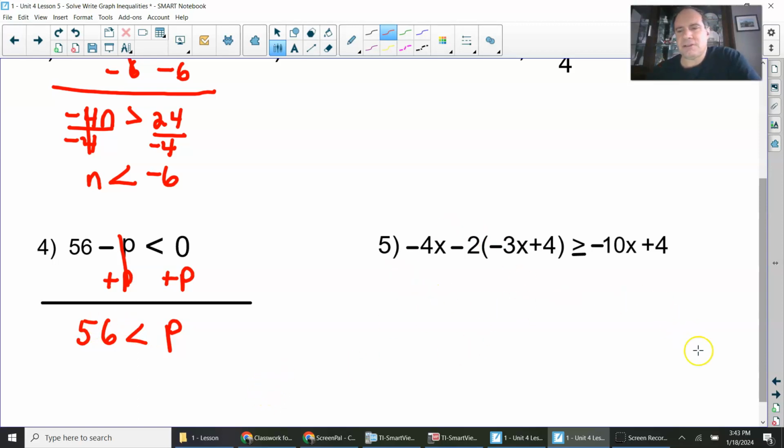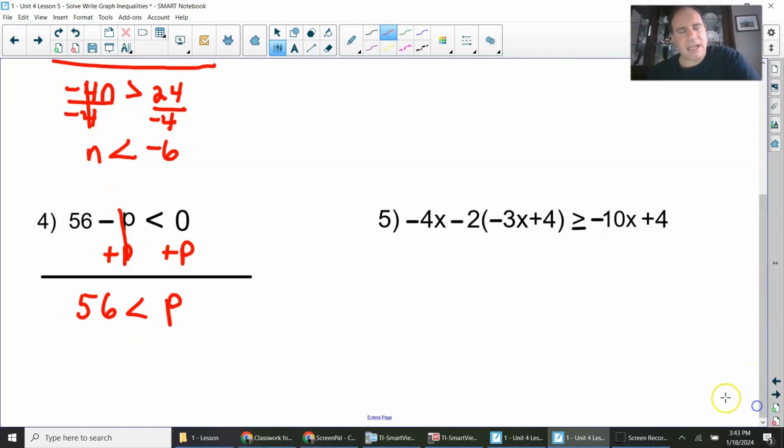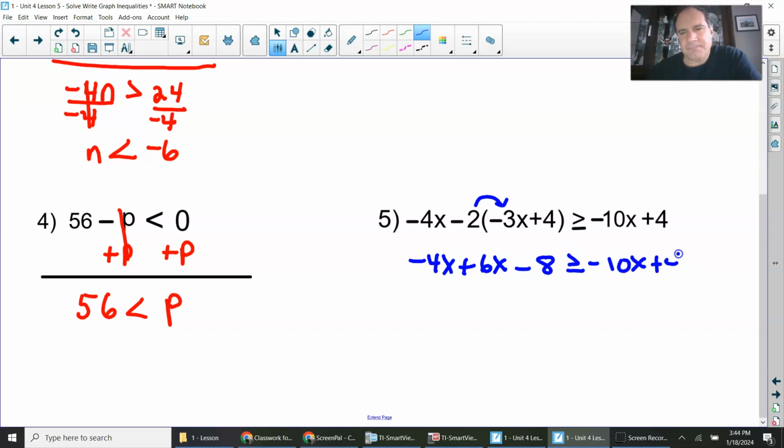For number 5, that is the most challenging question, because again, we have x's all over the place. We have distributive property with a negative. Just take it step by step. Actually draw the loops. Negative 2, let me bring down this negative 4x. Negative times a negative, that's positive, that's 6x. 2 times 3. Negative times a positive is negative, negative 8. Bring down the inequality symbol. I have negative 10x plus 4.